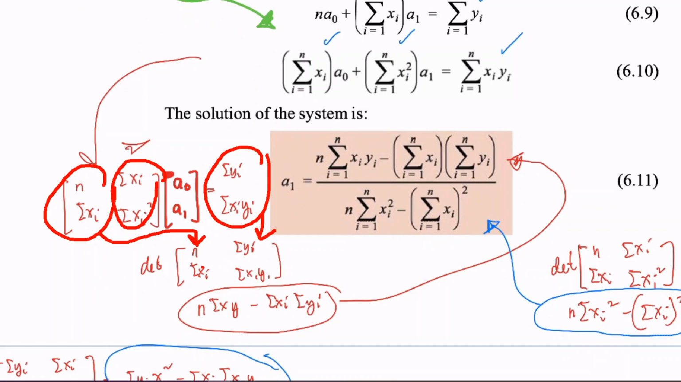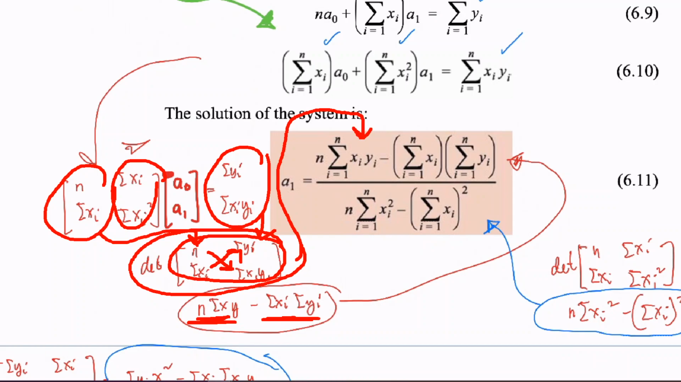So to get the determinant, n times summation xy, then minus summation xi summation yi, right? So that's your numerator. Okay, so this determinant is your numerator. So n summation xy minus summation xi summation yi.